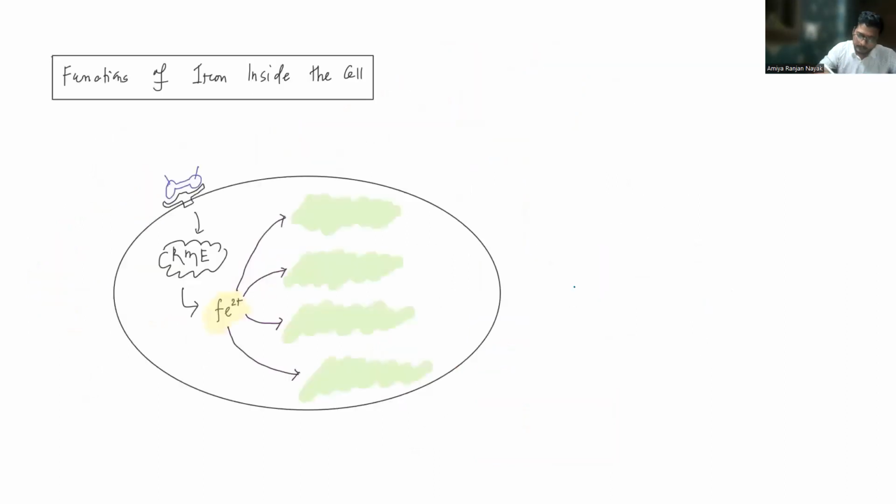But before that, let's look at the functions of iron inside the cell. Once iron is taken into the cells, it can be utilized for heme synthesis, as I already told you. Heme synthesis predominantly happens in the bone marrow, and also to a lesser extent in the liver. Heme synthesis we'll discuss later in a separate video.